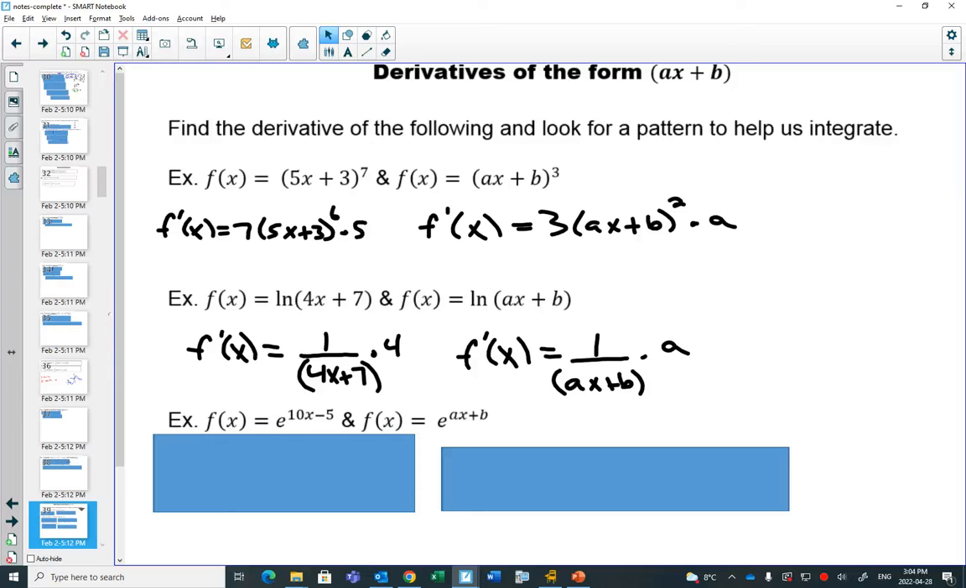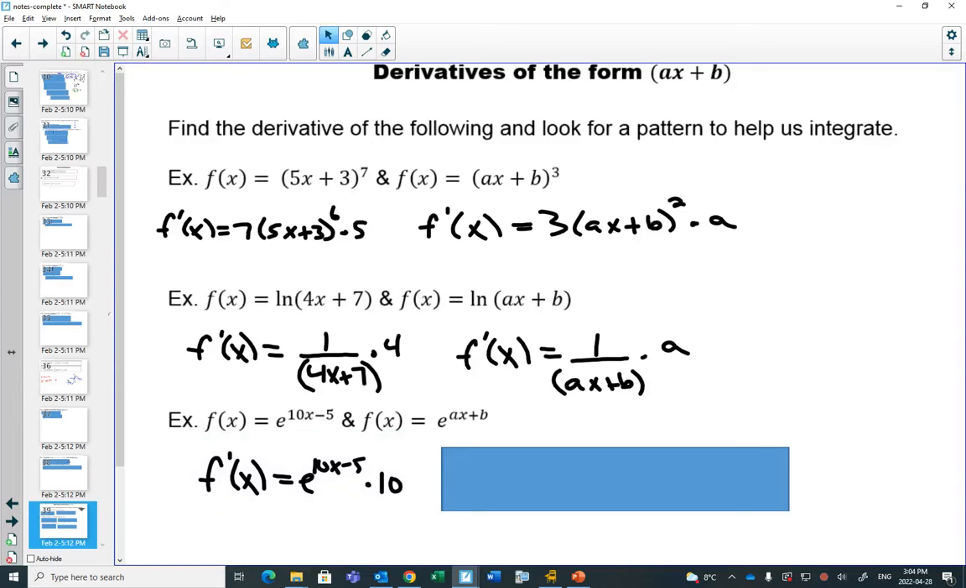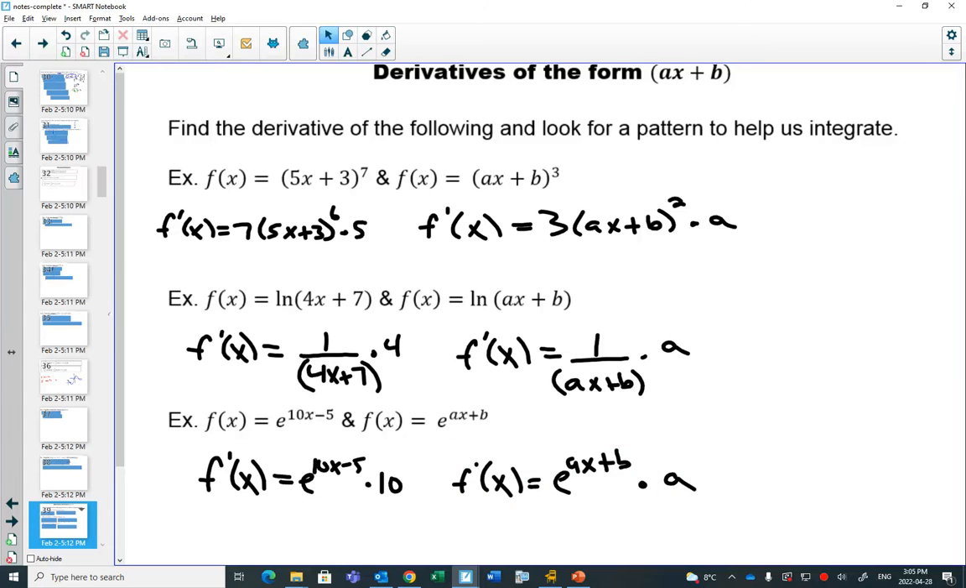What about e to the x? Well, e to the x would stay the same, but then because of the chain rule, you'd have to multiply by the derivative of the inside function, so you'd multiply by 10. And if you just had it general as ax plus b inside of e to the x, you would have to multiply by a. Are you noticing a pattern?